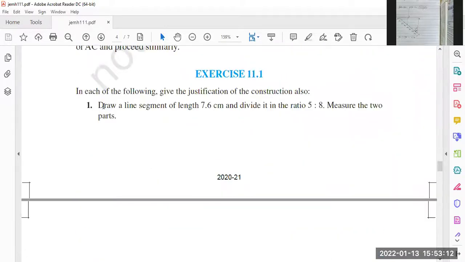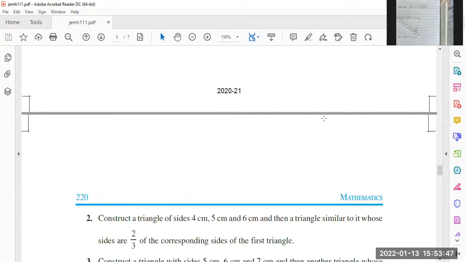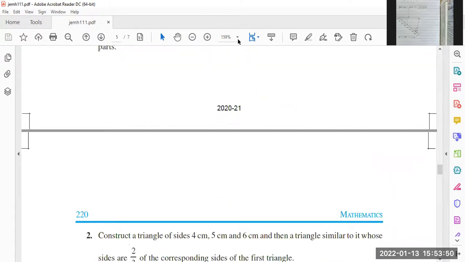Draw a line segment of length 7.6 centimeters. I told you, if it is some fixed convenient length, उसको divide करना आसान है. But जब ऐसे डेसिमल पॉइंट्स में लेंथ देते हैं और उसको पर्टिकुलर रेशियो में डिवाइड करना है, that's actually the challenge. 7.6 सेंटीमीटर्स का लाइन सेगमेंट ड्रॉ करना है and then उसको डिवाइड करना है 5:8 रेशियो में. Measure the 2 parts. उन दोनों को मेजर भी करना है कि 5 पार्ट्स वाला टुकड़ा कितने सेंटीमीटर्स का होगा और 8 पार्ट्स का टुकड़ा कितने सेंटीमीटर्स का होगा. 7.6 and 5:8, so I'm going to do that.